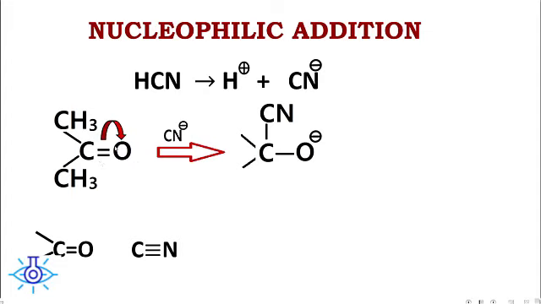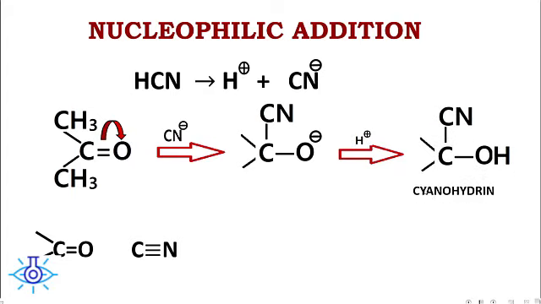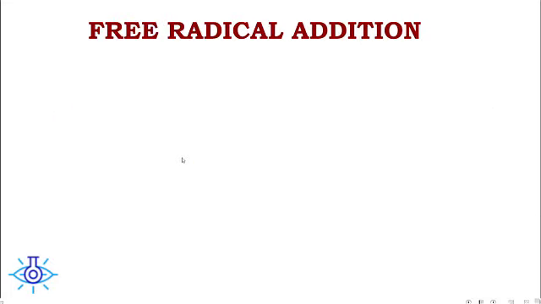The double bond is breaking and oxygen gets the minus charge. Now the second step is the addition of H plus. H plus and O minus are attracted because of the opposite signs, and hence the product formed will be cyanohydrin. This addition of a nucleophile is called nucleophilic addition reaction. The next addition is the free radical addition.